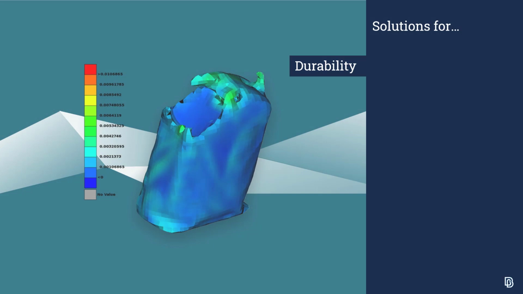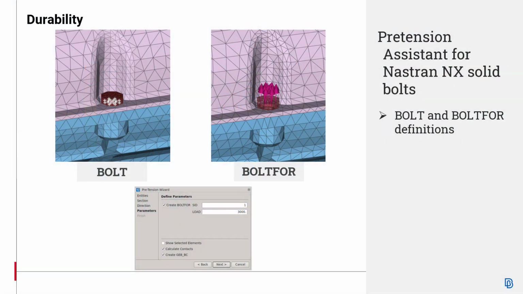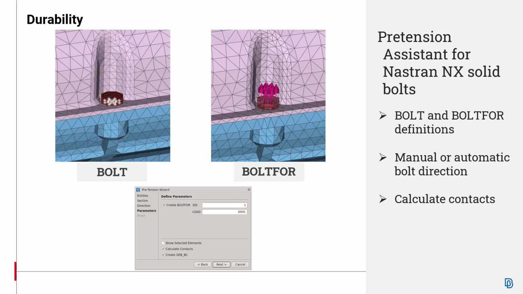Moving to the disciplines and starting with durability. Pretension Assistant can now define bolt and bolt 4 as required in Nastran NX. The bolt direction can be defined either manually or automatically by the tool. Automatic detection of contacts between solid bolt and nearby parts is also possible, and a general entity builder of boundary condition is also created for further manipulation of the pretension.